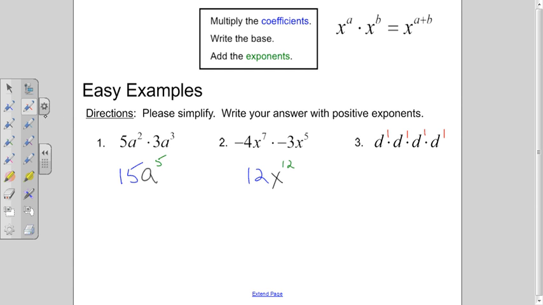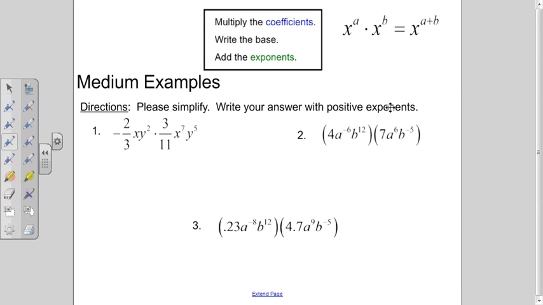So here, following the idea of multiply the coefficients, well, they're all 1, so I'll just use the magic pen there and let it fade out, write the base, which is d, and add the exponents, which obviously will be 4. Okay? So we'll continue to move on here and go on to some medium examples.